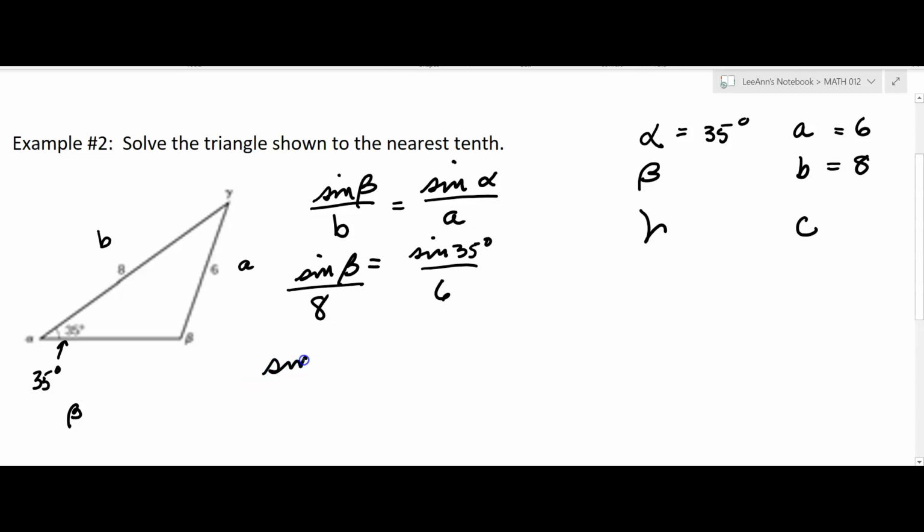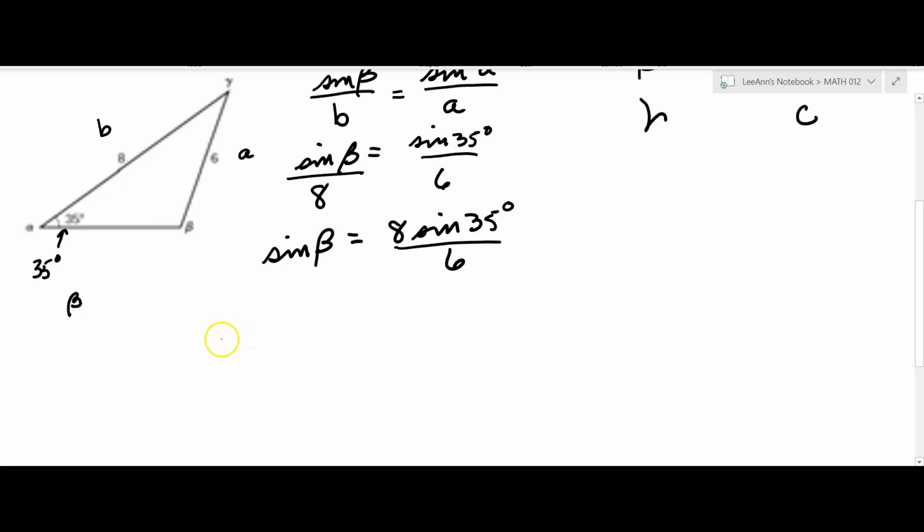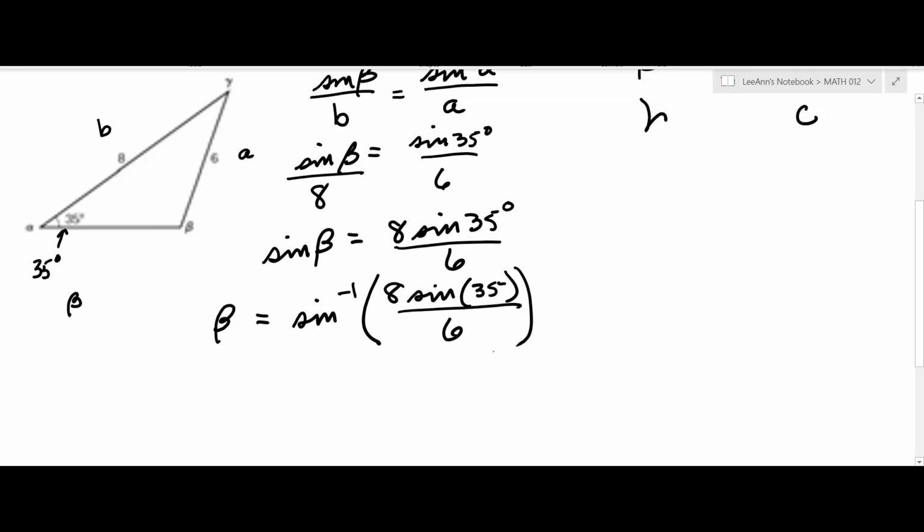We would say sine beta is equal to 8 sine 35 degrees over 6. Now, how are you going to find beta? You'll have to use an inverse sine. So beta is going to equal inverse sine of 8 sine 35, and I'm going to put that in parentheses because your calculator is going to do that, over 6. Okay? So I'm going to stop the recording so I can do that on my calculator. And I get beta is approximately equal to 49.9 degrees.